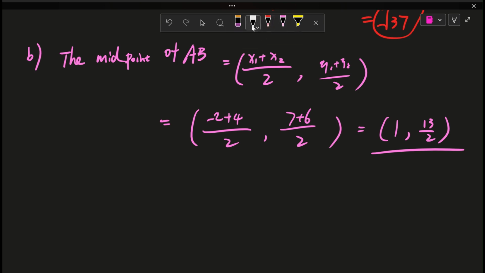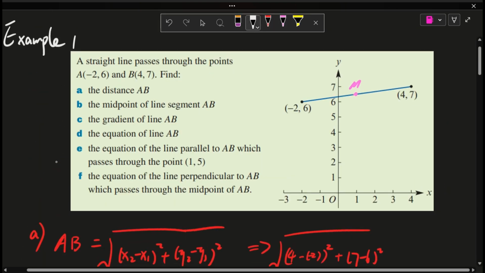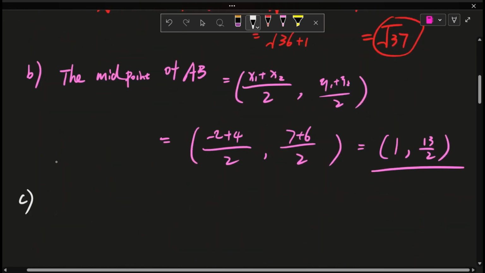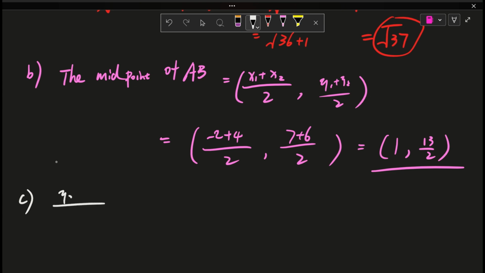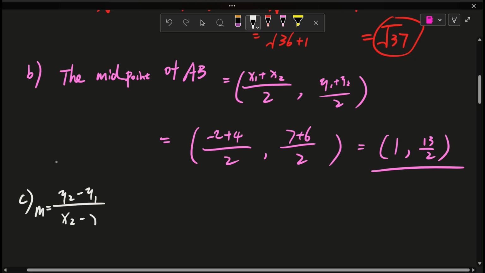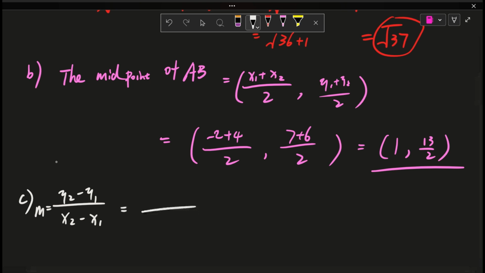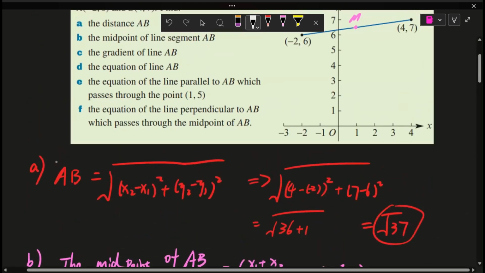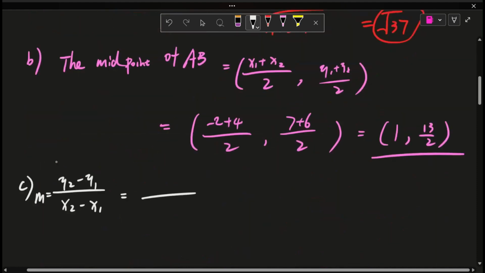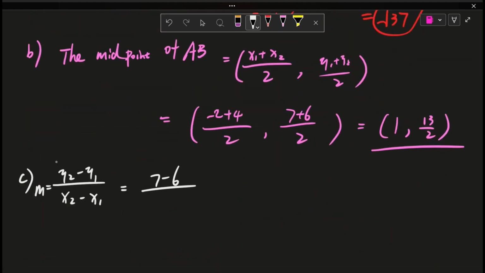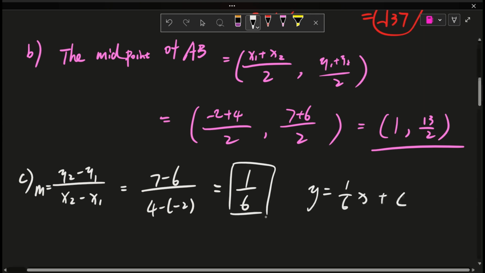Question C is asking to find the gradient of AB. So we know rise over run. We do y2 minus y1 over x2 minus x1, m equals 7 minus 6 over 4 minus (-2), so that equals 1 over 6. That is your gradient. So you could write y equals 1 over 6 x plus c right now.